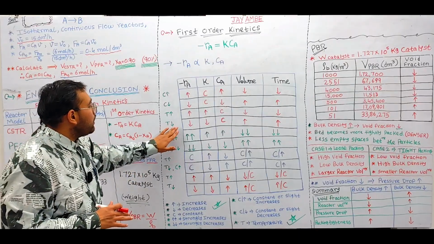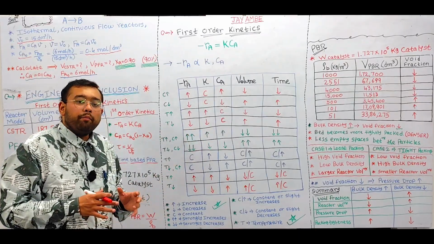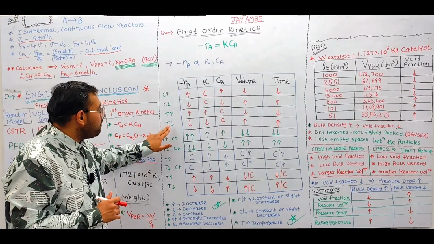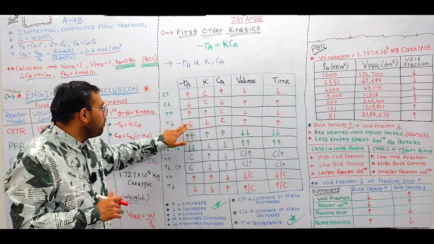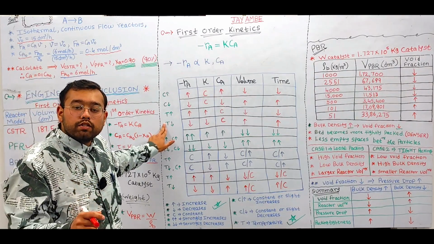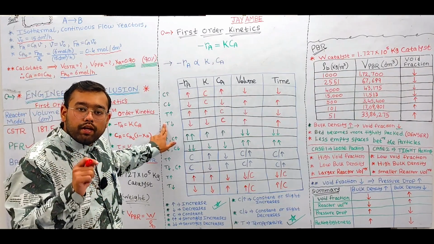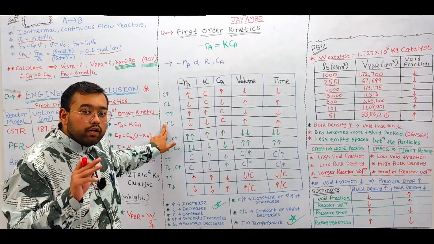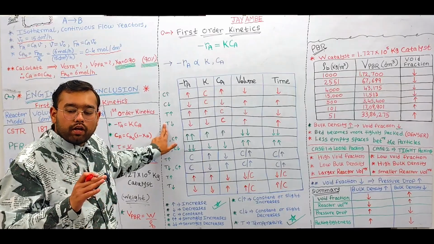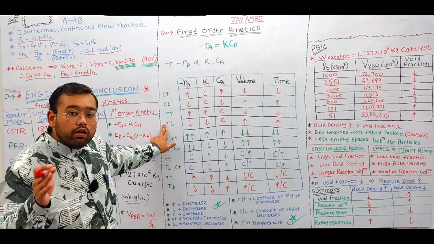This phenomenon will be observed when the temperature of the reaction environment is decreased, right? Which means by decreasing the temperature of the reaction environment of the reactor, the rate constant will decrease, right? Due to the decrease in the temperature, the rate constant value will decrease, right?